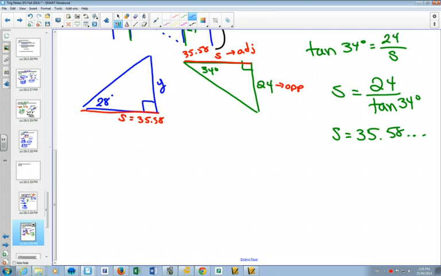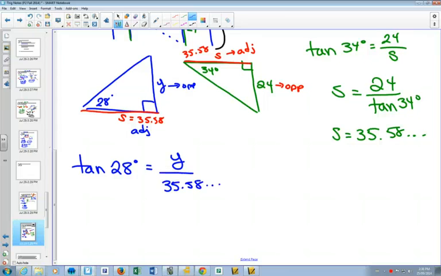Here's the 28. I want to find y. The y is the opposite side. So SOHCAHTOA, I know that I'm going to use sine or tan. The 35.58 is the adjacent side. So it has to be tan, the TOA. Tan of 28, definition, is opposite, which is our y, over our adjacent, which was the 35.58. Multiply both sides by 35.58.